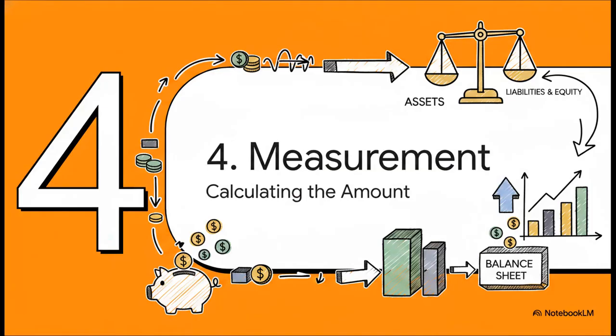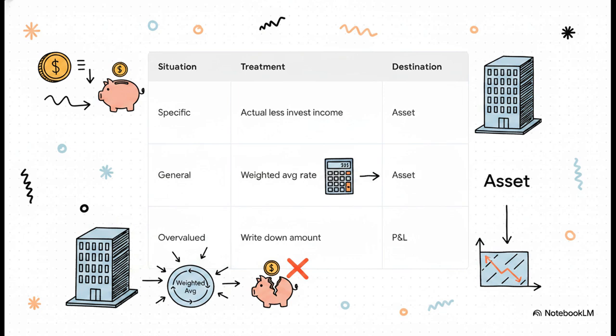Let's get into Section 4, Measurement, Specific versus General. How do we actually calculate the capitalizable amount? This IF-then-where framework is basically your ultimate measurement playbook. If you borrowed funds specifically for this asset, then you capitalize actual costs less any temporary investment income. Where does it go? Straight to the statement of financial position, capitalizing the asset.